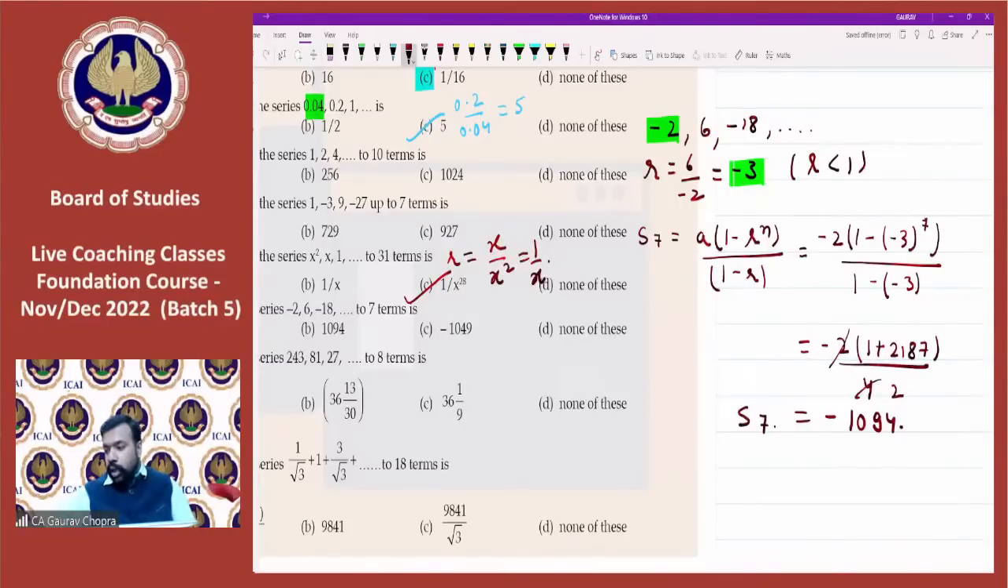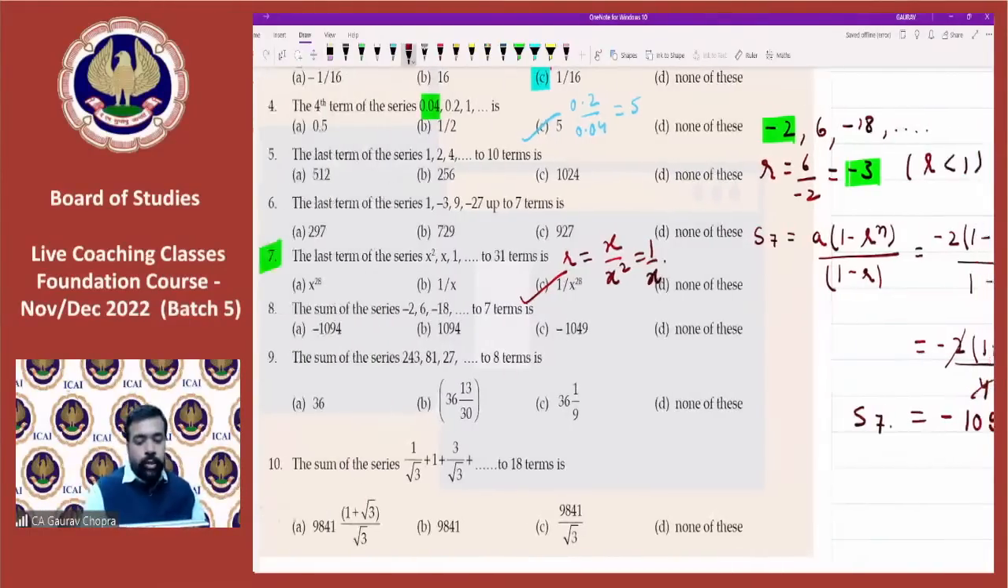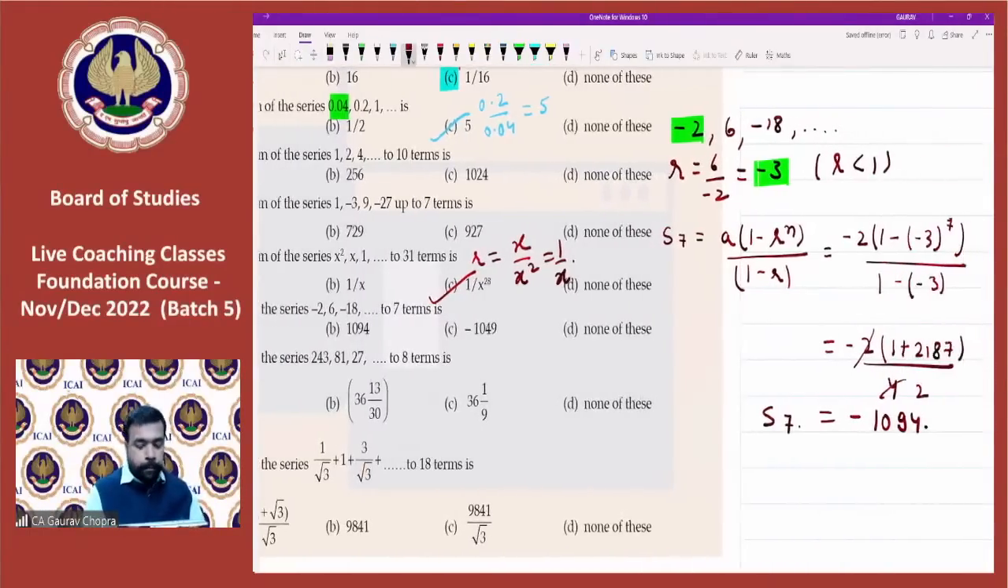Yes. So Achal has given 1458. No, Achal, this is not correct. Negative 1094 will be correct. Lakshita has given the answer, and Diksha, Rajiv Kumar, Rajesh, and Ishan. Yes, all of you are correct. The correct option is option number A. All right.